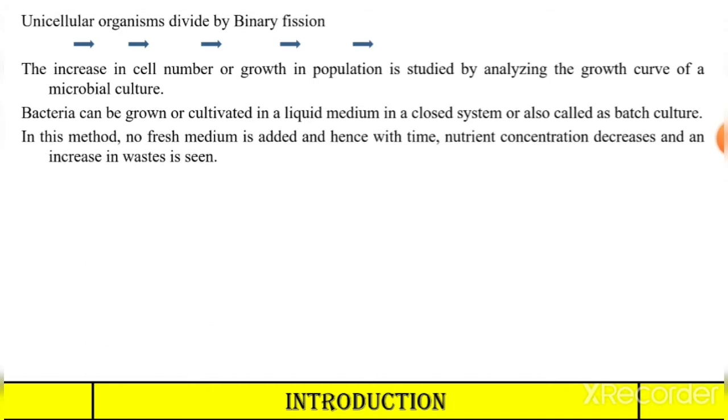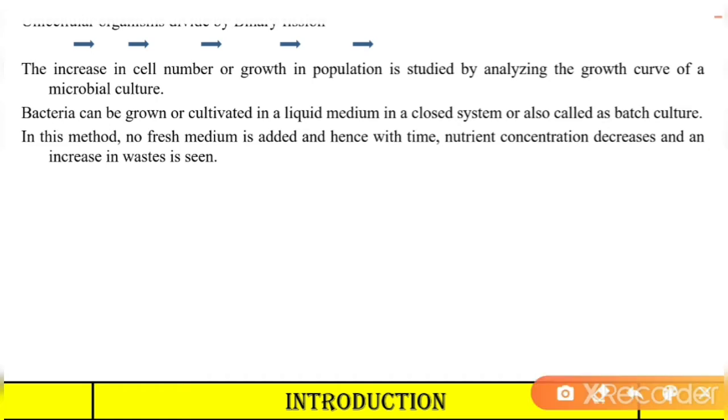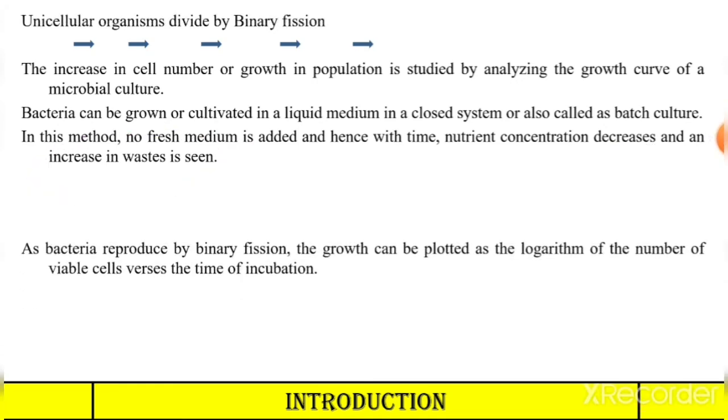That is why this system is called a closed system and a batch culture. In this method, no fresh medium is added, and hence with time the nutrient concentration decreases and an increase in waste is seen. As I told you, in this system nutrients and culture are added only one time. That's why the nutrient concentration decreases, and due to that, waste increases.